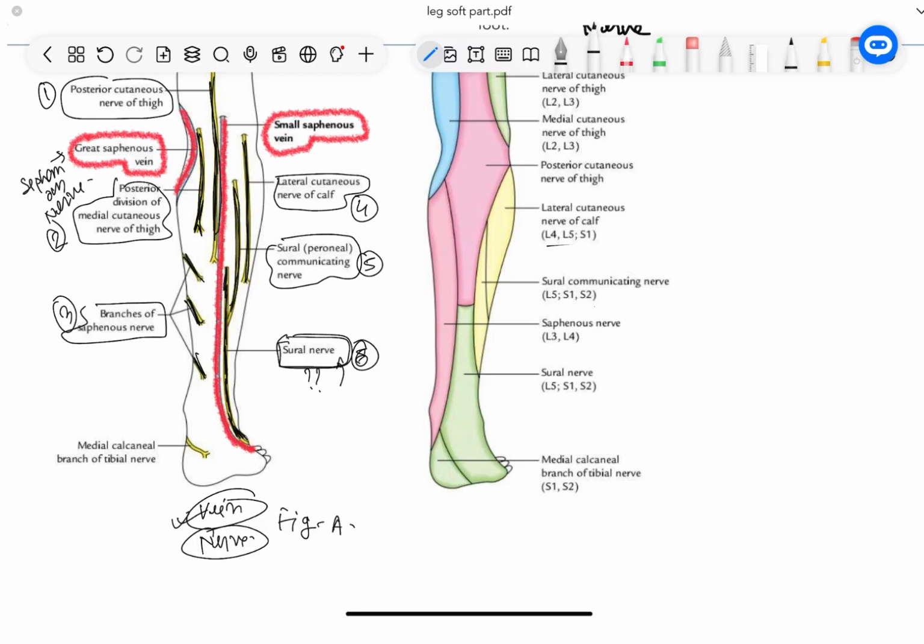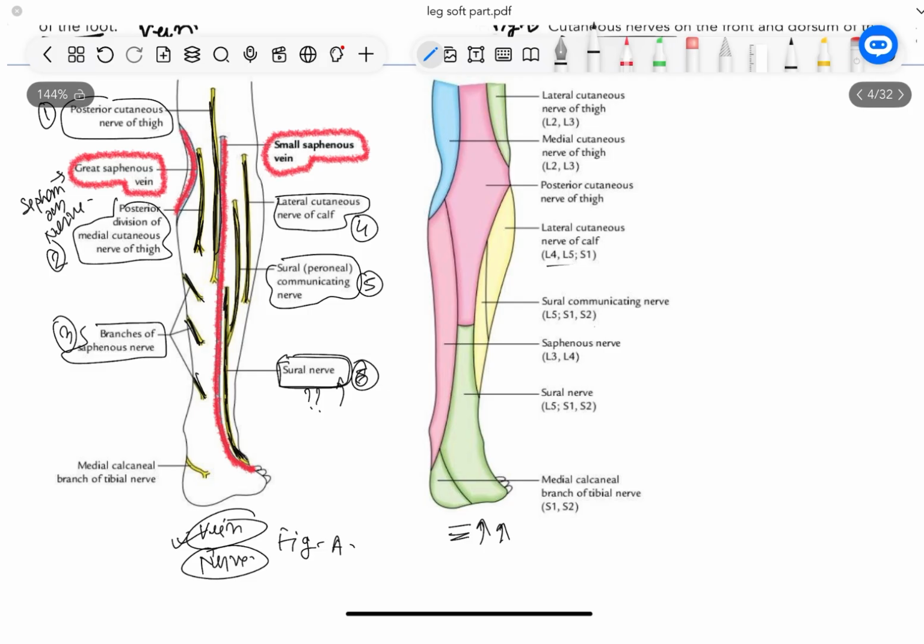Here you can also see the different areas of distribution of the nerves. With the different color demarcation, it is showing the different nerves' area of distribution with each nerve's root value: lateral cutaneous nerve of the thigh L2 L3, medial cutaneous nerve of the thigh also L2 L3, then lateral cutaneous nerve of the calf L4 L5 and S1, sural nerve L5 S1 S2, saphenous nerve L3 and L4, sural nerve L5 S1 S2, and medial calcaneal branch of the tibial nerve S1 and S2.